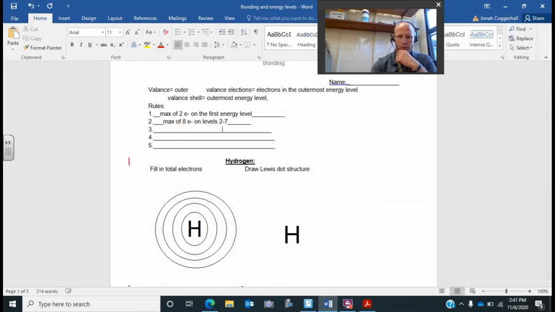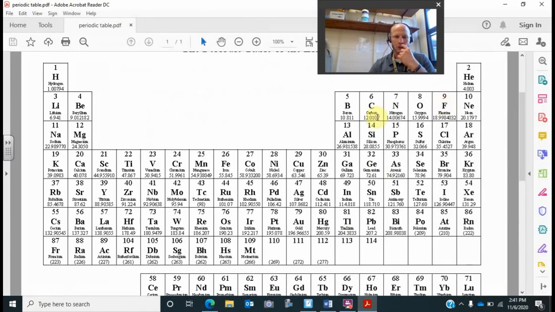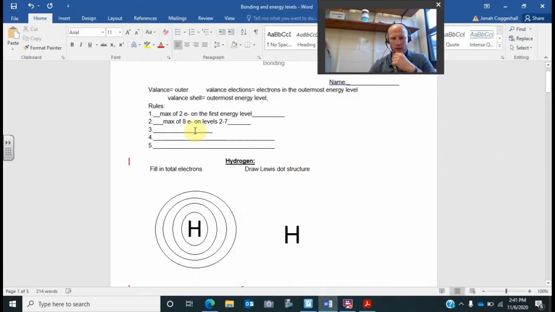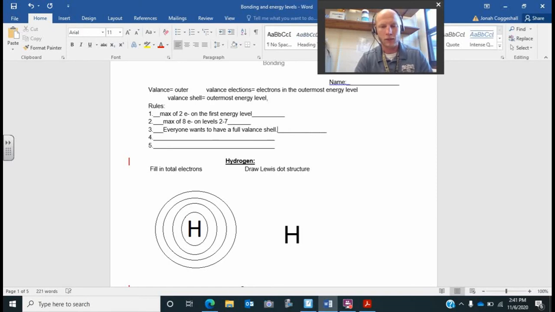Number 3, then: the reason these guys turn into ions is that these guys lose 1 electron because they want to look like a noble gas, and these guys gain 1 electron because they want to look like a noble gas. Everyone wants to have a full valence shell, or a noble gas. So the noble gases have that full valence shell.